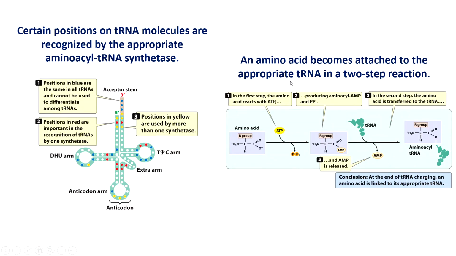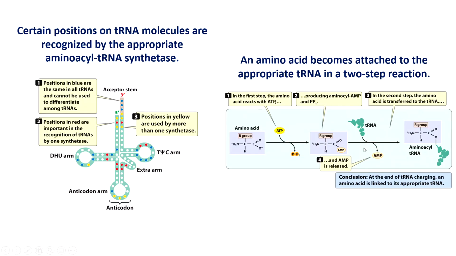All amino acids become attached to the appropriate tRNA in 2 steps. So here's our amino acid. In the first step, the amino acid reacts with ATP. And so this is our energy molecule, and this allows for AMP to be linked covalently to the amino acid.